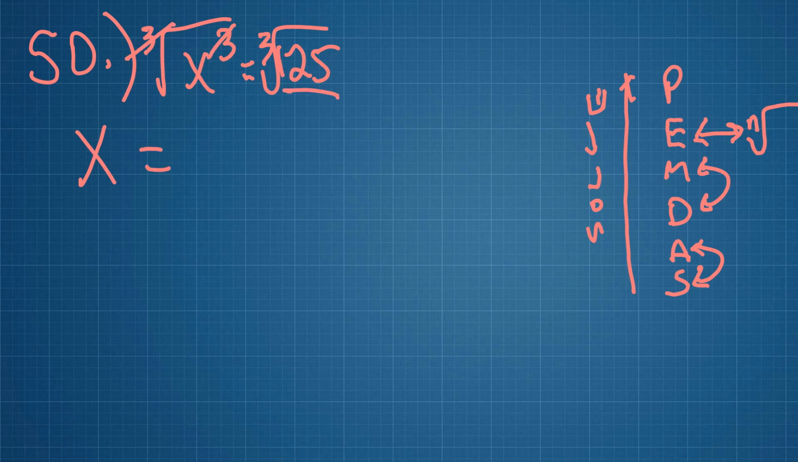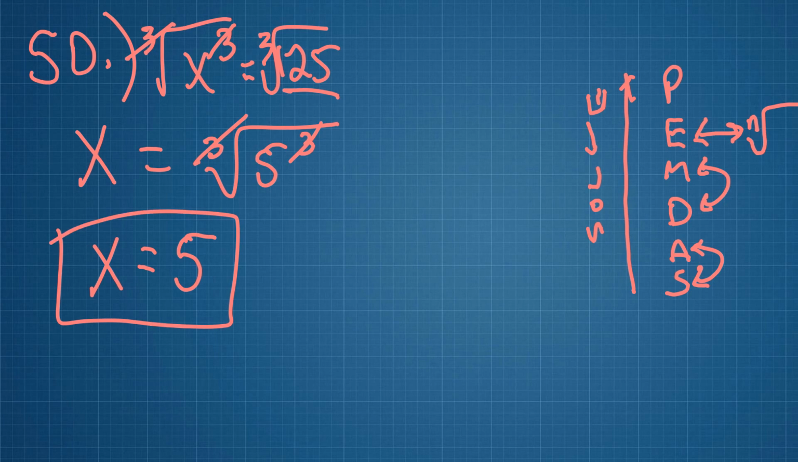Now I need to make 125 as a perfect cube. Well, the cube root of 125 is 5 cubed, so those cancel. You're left with x is equal to 5. And that's it.